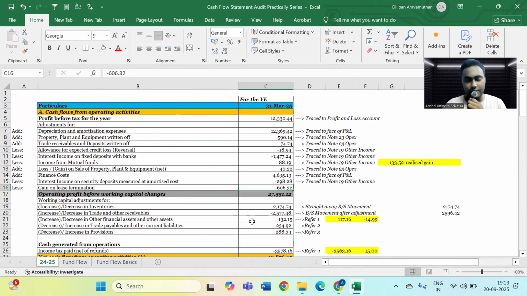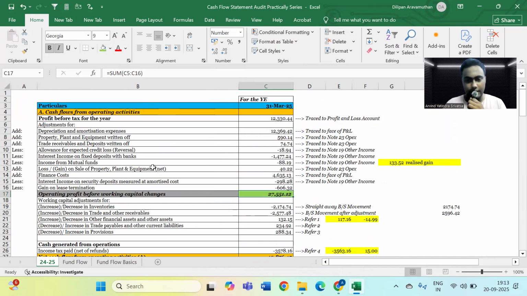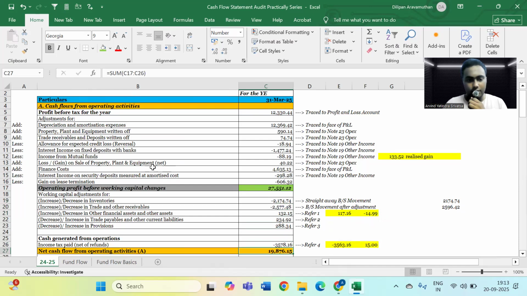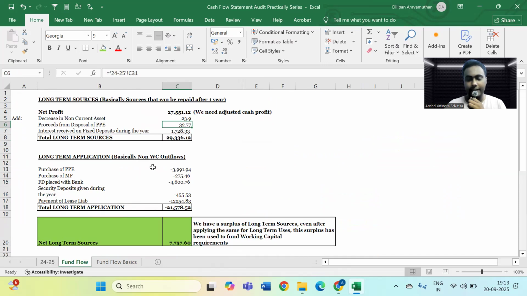Yep. So first we took this 27,551. This is already considered in the fund flow statement. That is done and dusted. Next, our non-current assets to the extent of 23.9. You will not be able to trace that here because the working capital changes consider the current and non-current assets movement. We will take that towards the end when we take the total of the current and non-current assets, for your comfort. So proceeds from disposal of PPE, 32.77.